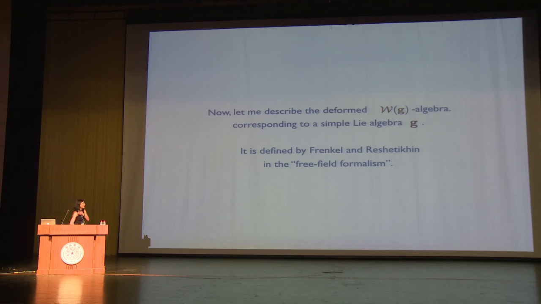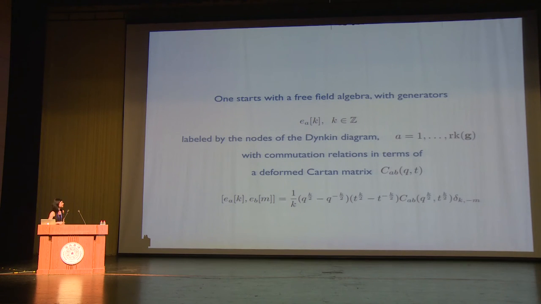Okay, so we've understood the little string partition function. Now let me describe the W algebra corresponding to a simple Lie algebra g. It's defined by Frenkel and Reshetikhin in what's called a free field formalism, where one starts with a free field algebra with generators labeled by the nodes of the Dynkin diagram. And they have some commutation relations that depend on q and t, where the deformed Cartan matrix of the Lie algebra enters.